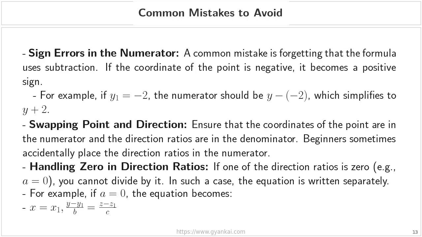Finally, we must address what happens if one of your direction ratios is 0. As we saw in our derivation steps, we had to divide by a, b or c mathematically. We cannot divide by 0. So, if, for example, the direction ratio a is equal to 0, you cannot write a fraction for the x component. Instead, you must state the x-coordinate separately as x equals x1, and then set the remaining two parts, y minus y1 over b equals z minus z1 over c, as a separate equality. Keep these 3 points in mind, and you will avoid the most common traps in this topic.